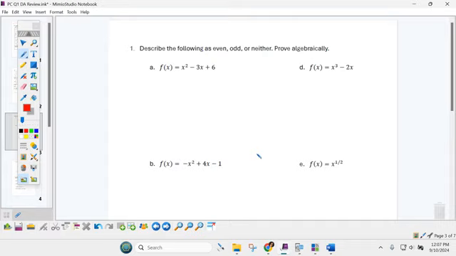So turn past the formula sheet, and we've got describe the following as even, odd, or neither. And this is symmetry. Even symmetry is y-axis. Odd symmetry is origin, or you could rotate that graph 180 degrees, it would look the same. And neither is neither. Proving this algebraically, we're going to input negative x.